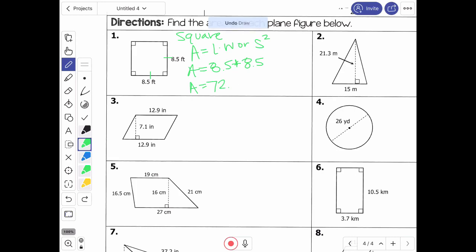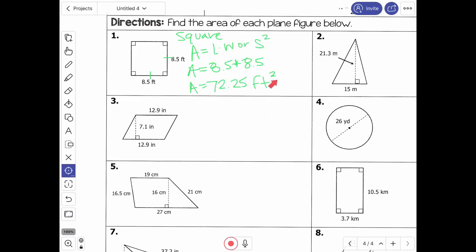72.25, my bad. And then you always want to put your units, feet. And since you are talking about area, you're always going to use feet squared, or whatever your unit is, and you're going to use that squared, because the squared means you're multiplying by something, okay? And that's just typically what the area unit is. It's something squared.